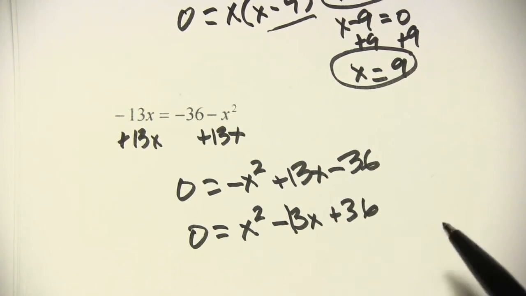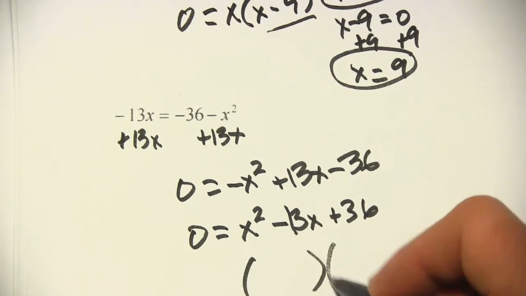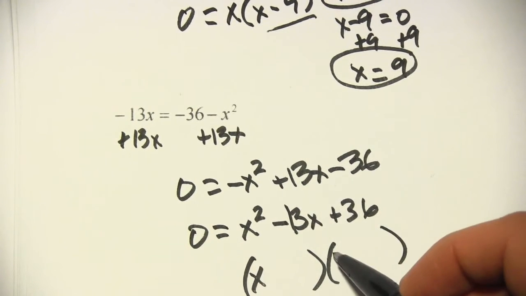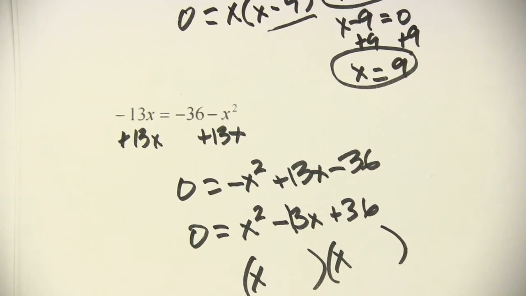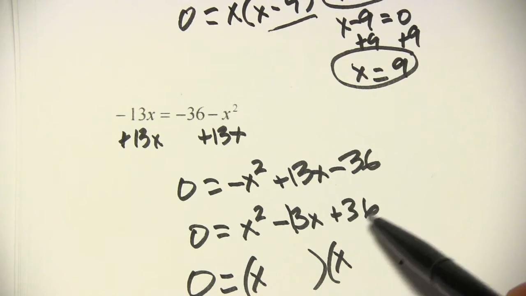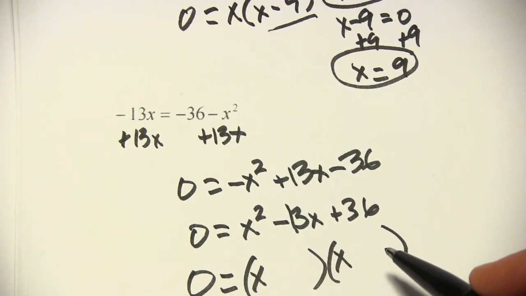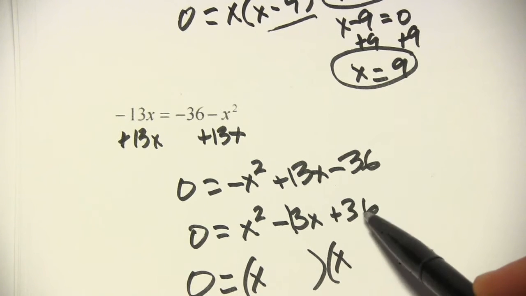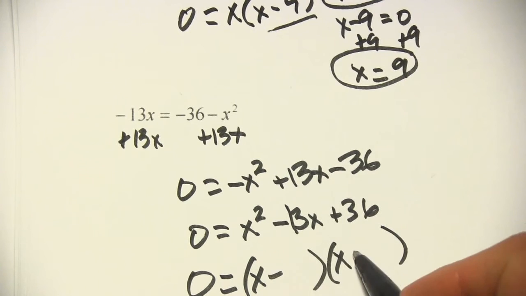So here we have a trinomial to factor. And remember, if you've done this before, the way that works is we're going to have x plus or minus something, x plus or minus something. These are our two factors. The numbers that go in here are going to multiply out to 36, and they're going to add up to negative 13. Because we've got a negative here, both of them are going to be negative, because they have to multiply out to a positive, and a negative times a negative is a positive. So I know my signs.